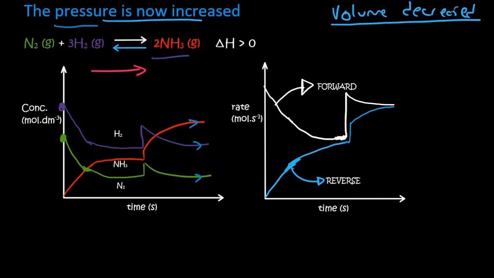And so what we can then see is that the original equilibrium position is at a lower rate than the new equilibrium position. And that is because we said that whenever we increase pressure, concentration, or temperature, then the overall rate of the system will increase.